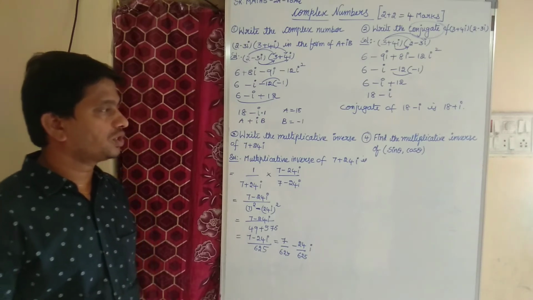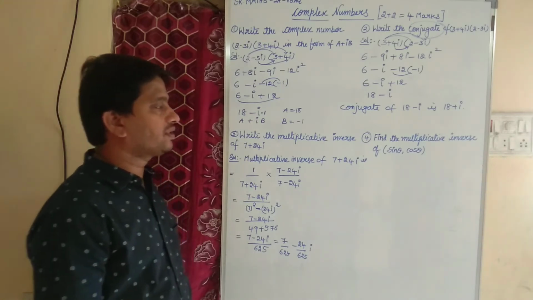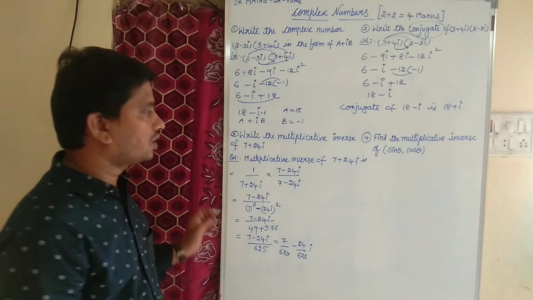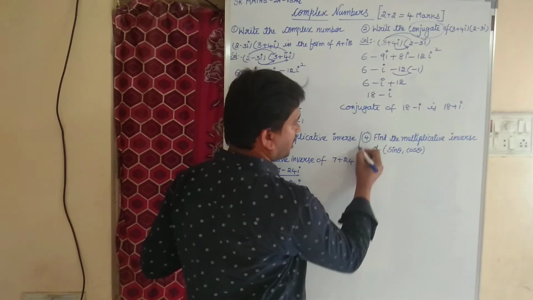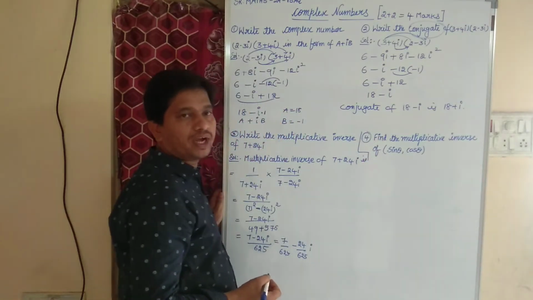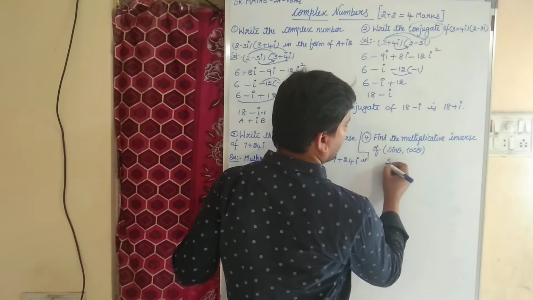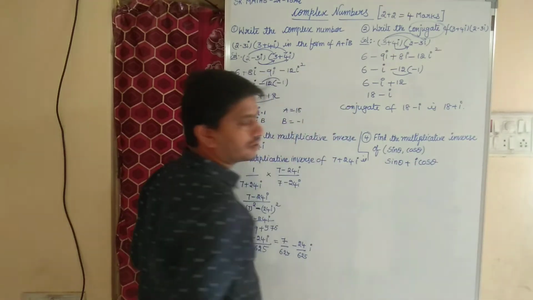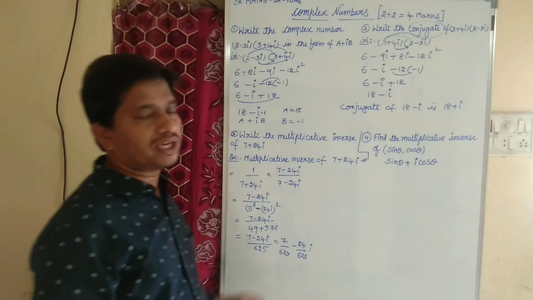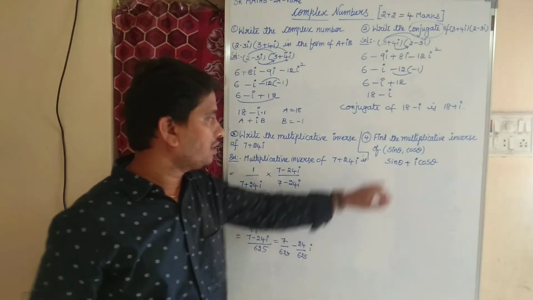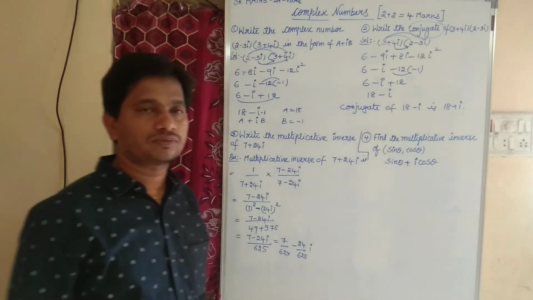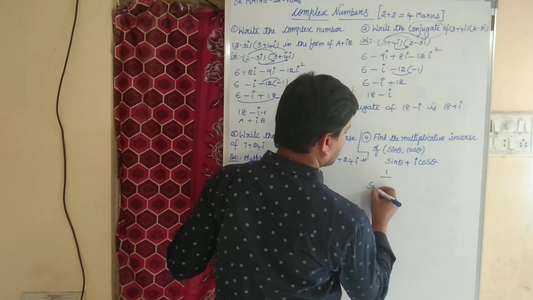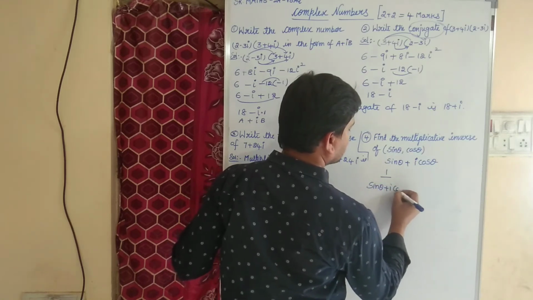Now coming to question number 4, find the multiplicative inverse of (sin theta, cos theta). Children, don't confuse. Let us write the given point as a complex number. Z of (a, b), we can write z equal to a plus ib. I mean sin theta plus i cos theta. So what is the multiplicative inverse of sin theta plus i cos theta? We can write it as 1 by sin theta plus i cos theta.